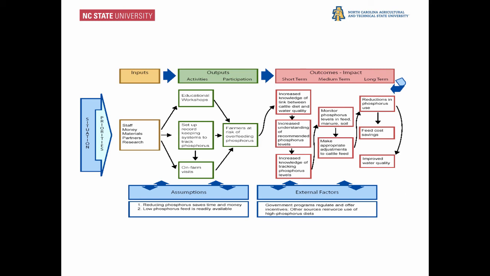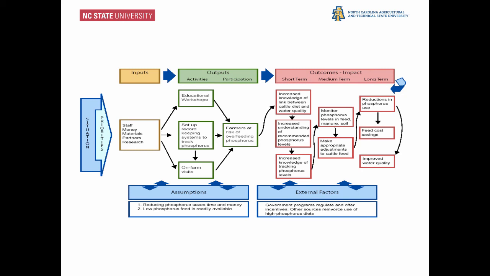Reading the logic model from left to right, you see the program requires staff, money, materials, partners, and resources to operate. These are the inputs. Now, looking at the outputs, the staff will use its resources listed in the inputs section to hold educational workshops for farmers at risk of overfeeding phosphorus. They will also set up record-keeping systems to track phosphorus levels and make on-farm visits for farmers at risk of overfeeding phosphorus. By completing those outputs, the outcomes will result.